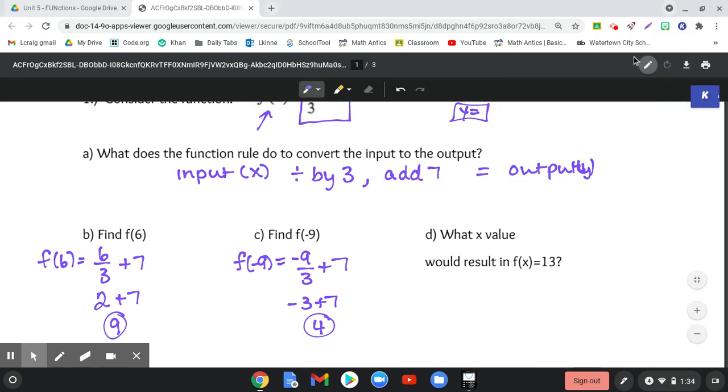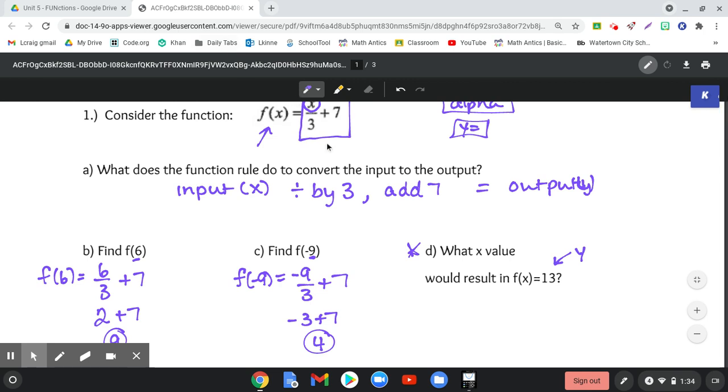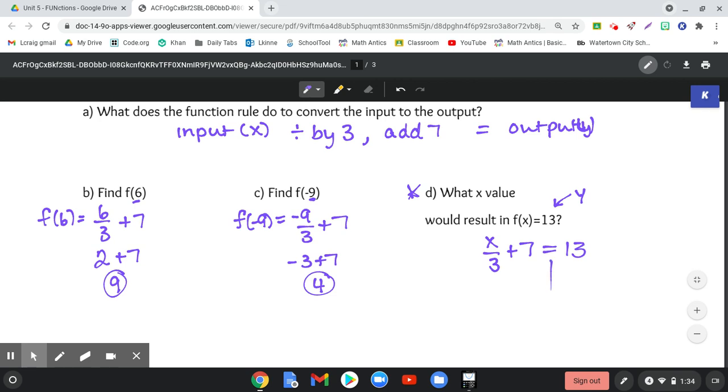All right, the last one's a little tricky. It says what value of x would result in the function equaling 13? Well, all of these, I gave you x. On this, I'm looking for x. So that's your output. That's your y value. So instead of putting 13 in for x, we're going to take the equation x over 3 plus 7 and set it equal to 13, right? If f of x equals this whole thing, I can replace f of x with that whole thing. And now you just have a little equation to solve.